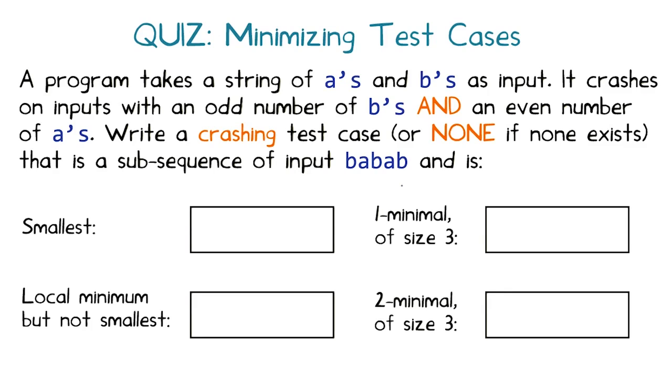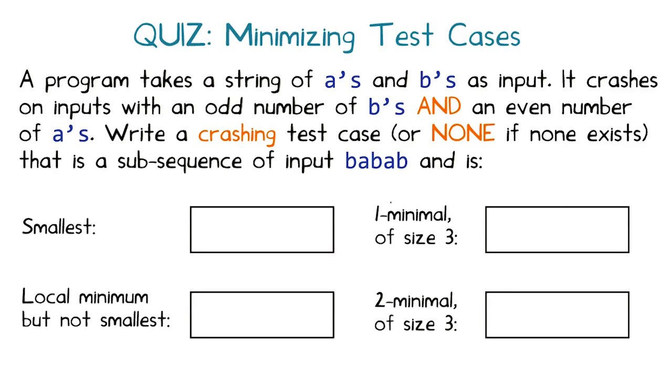Previously, we defined the test case to be a subset of these changes, which was a set of delta functions. For brevity, we won't use the delta notation in this quiz. Instead, we'll slightly abuse terminology and just consider test cases to be the subsequences of BABAB that result from applying those changes in a subset of CF.